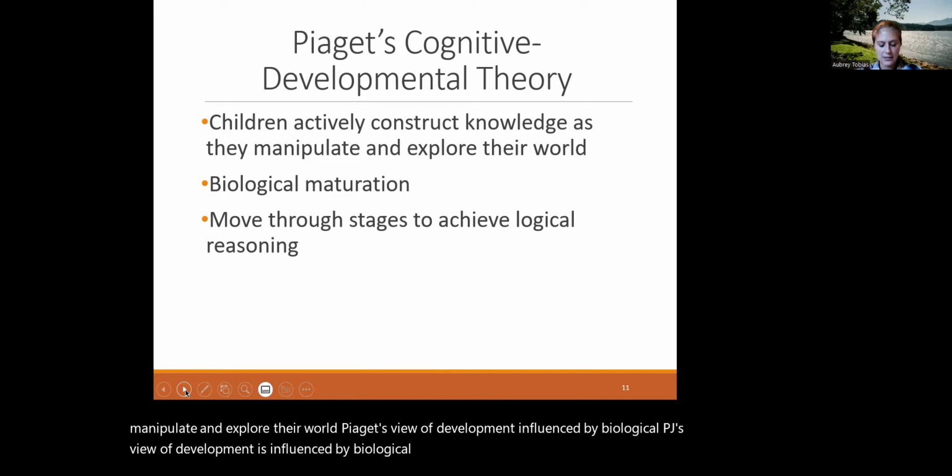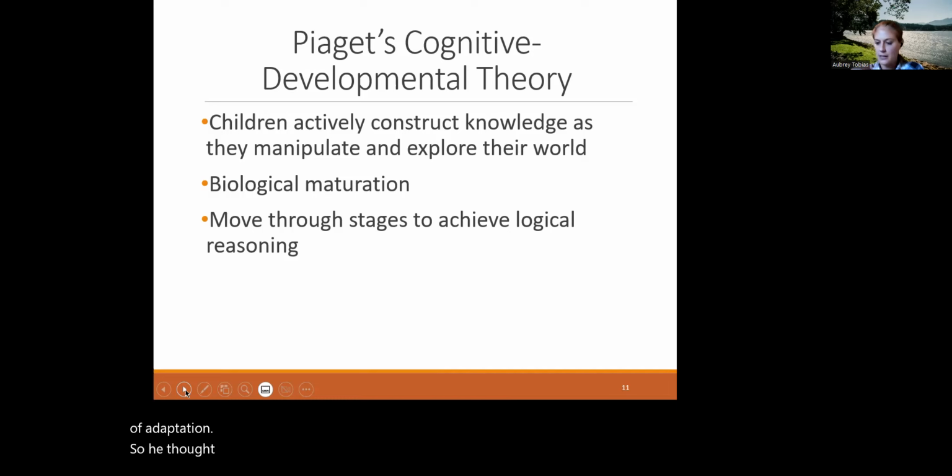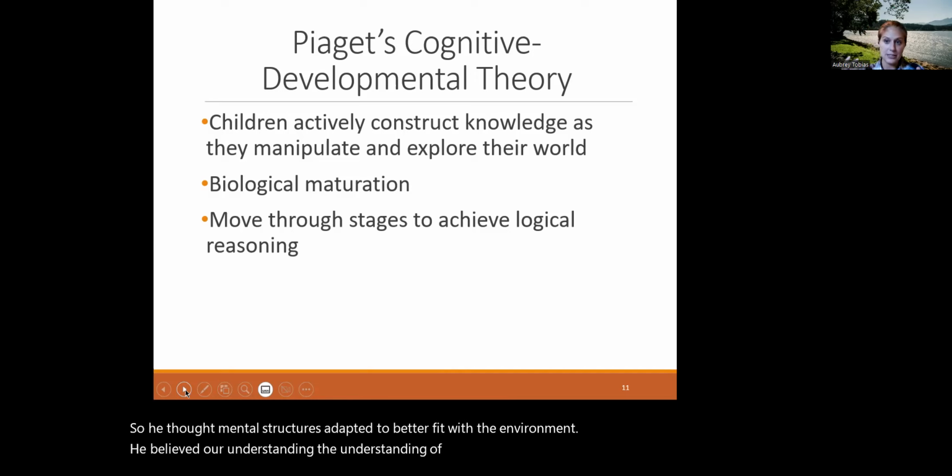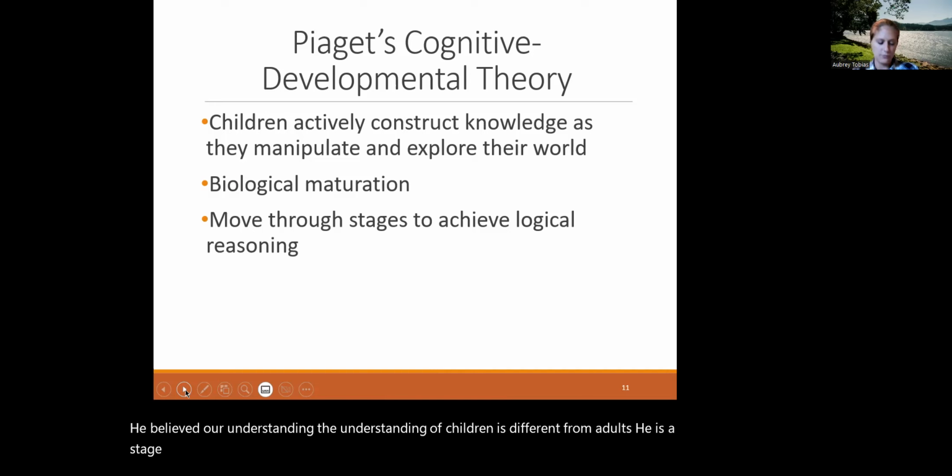Central to his theory is the concept of adaptation. So he thought mental structures adapted to better fit with the environment. He believed the understanding of children is different from adults. He was a stage theorist, so that discontinuous view of development, seeing that children move through 4 broad developmental stages.